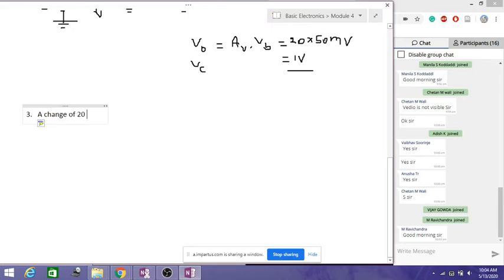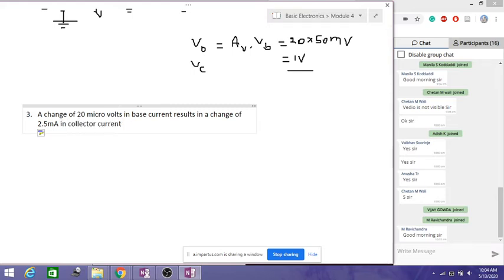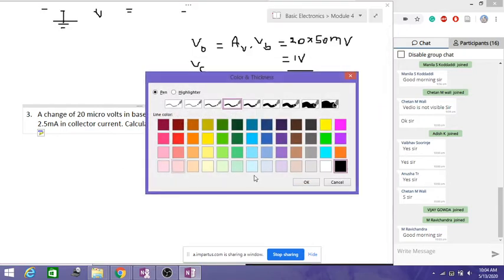The third example is: a change of 20 microvolts in base current results in a change of 2.5 milliamperes in collector current. Calculate the current gain. So here we have to calculate the current gain. Current gain is the same as the voltage gain, but in terms of current, that is output current by input current. It's a very simple example again.